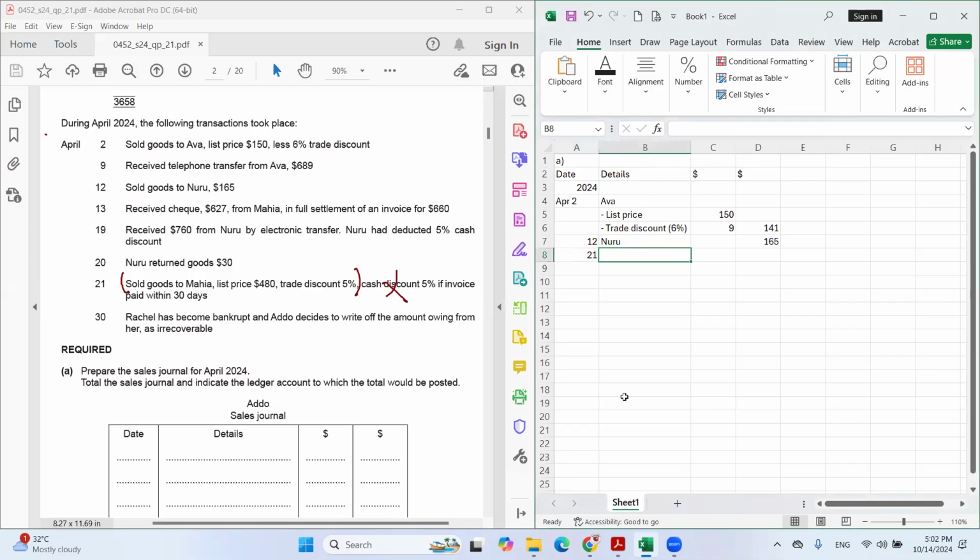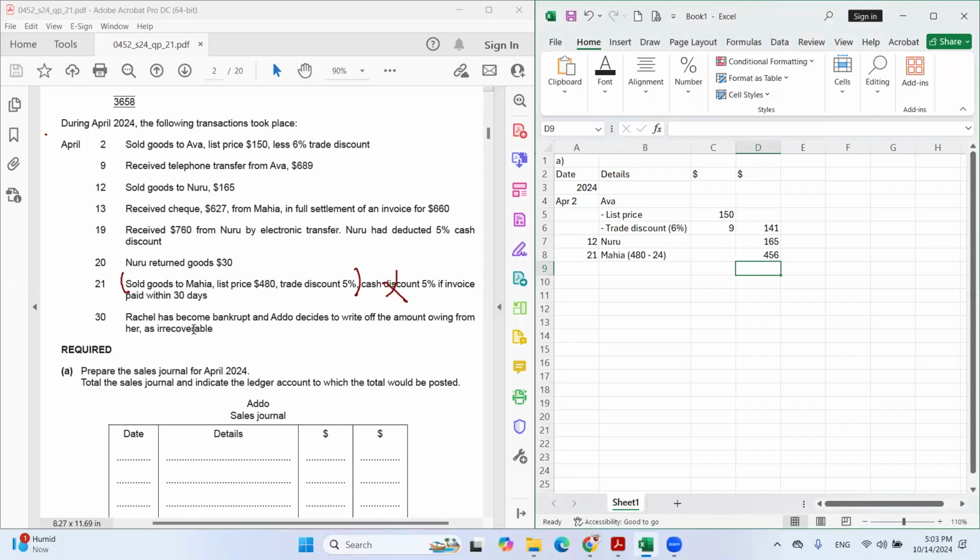So on 21st, put Mahir. This is another way to show it. You can choose this way. You take 480 minus the 5%. How much is it? Take 480 times 5%, you get 24. So you can show this as part of your working. So you get 460. You can do it this way or that way, up to you which you prefer.